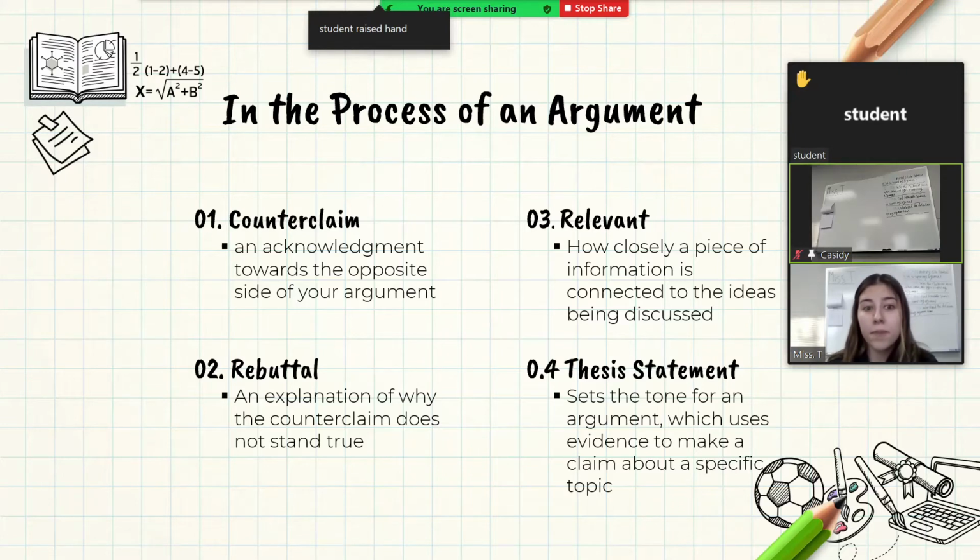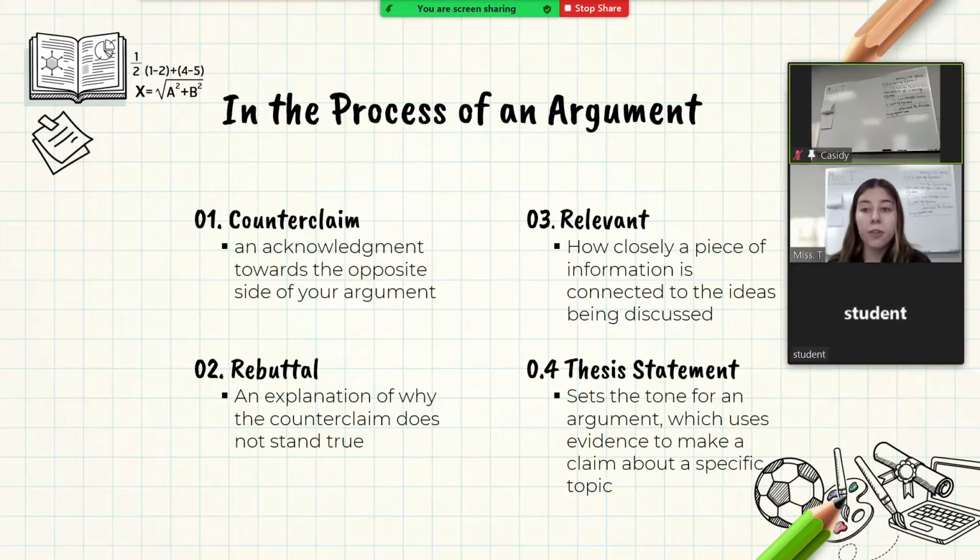But the counterclaim, does it always need to have a rebuttal? It does not. Sometimes if the counterclaim does prove true, you don't need a rebuttal. It is just very common within a paper to write a rebuttal. That's a very good question. Any others? Anyone?